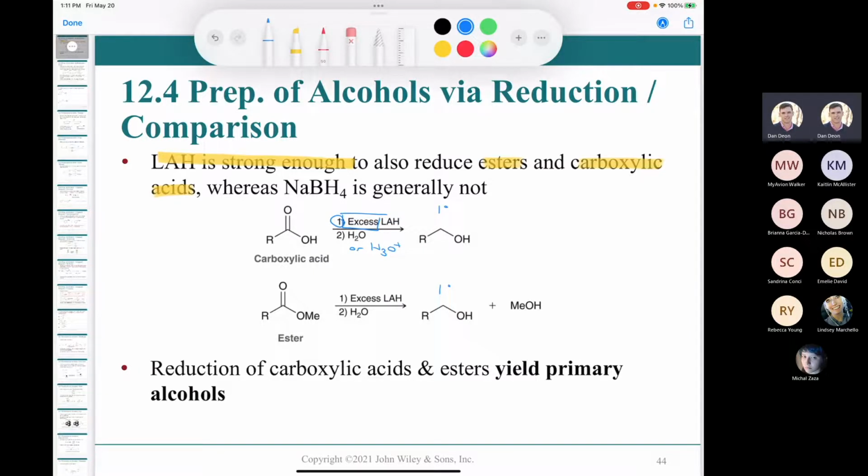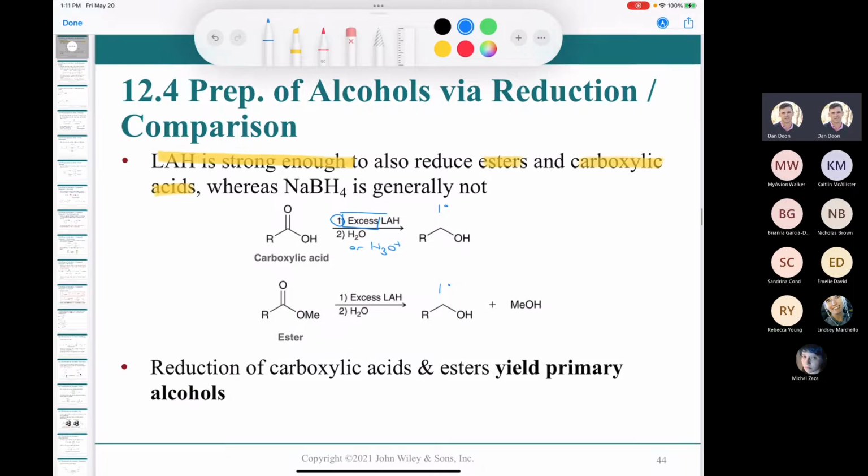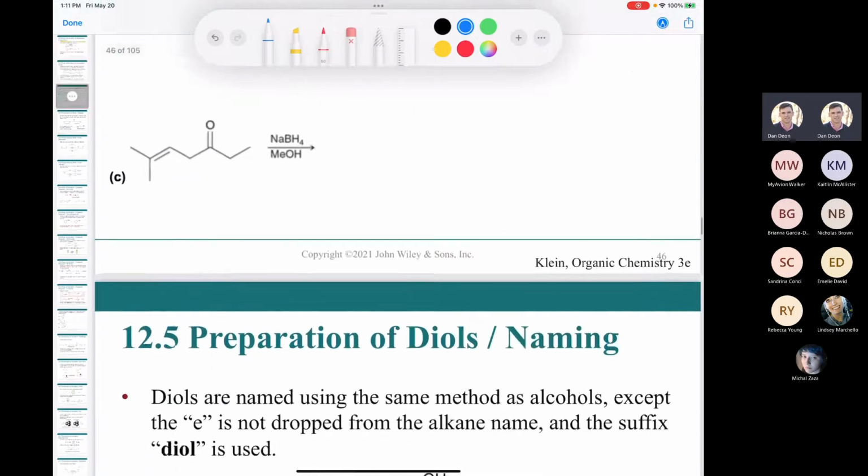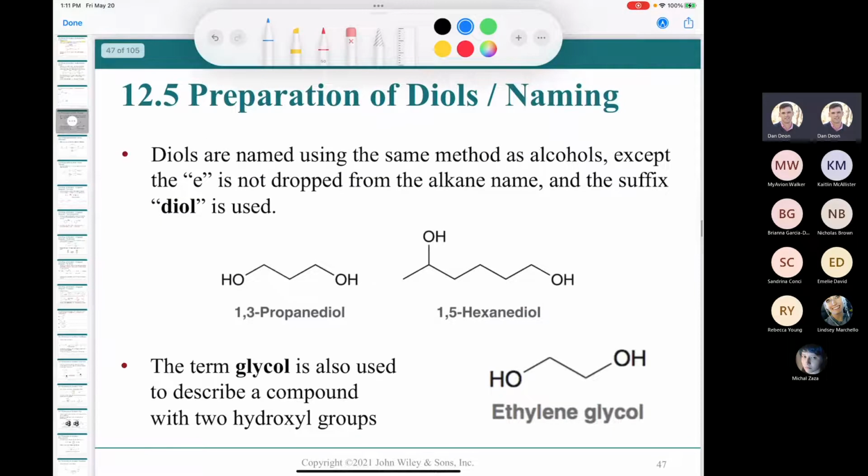So there we go. We learned lithium aluminum hydride reduction of an aldehyde, ketone, an ester, or a carboxylic acid. We saw that sodium borohydride is a weaker reducing agent. It can reduce an aldehyde or a ketone. And then we saw that hydrogenation can be used to reduce not only an alkene, but a ketone or an aldehyde as well. Well, let's move on to new territory and let's talk about diols.